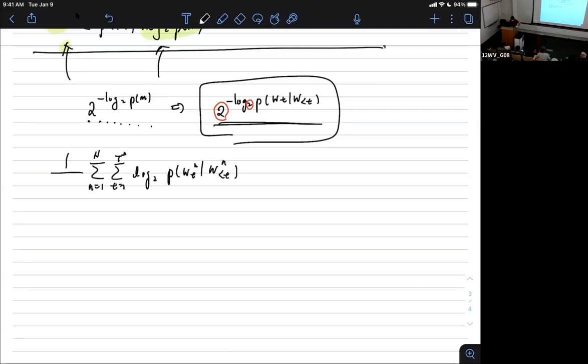And we compute the average. Look at the negation of that. I'm going to use b. So this you can think of as the average number of bits that are incurred by the oracle to send us the correct answer. Then we exponentiate it. We exponentiate it to get the perplexity.